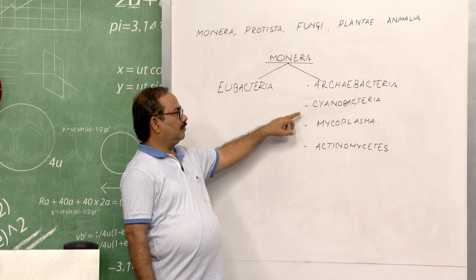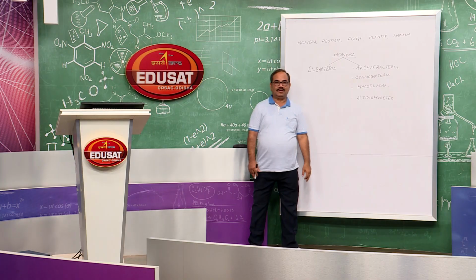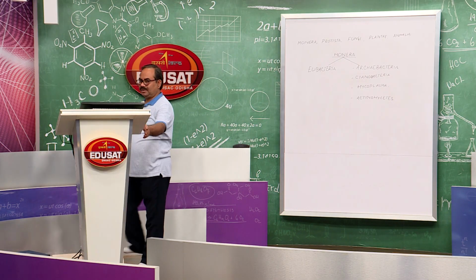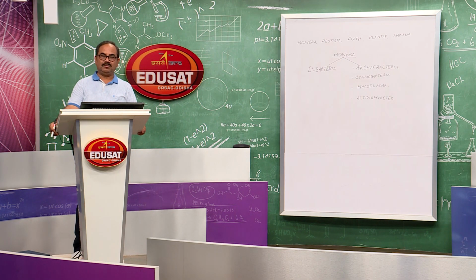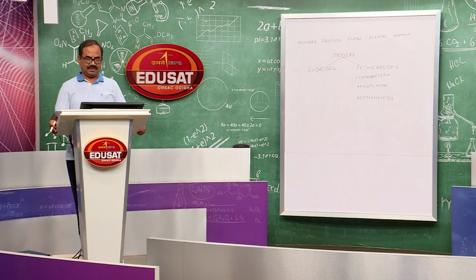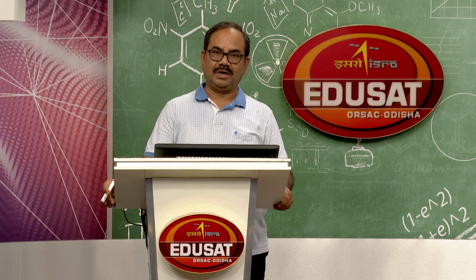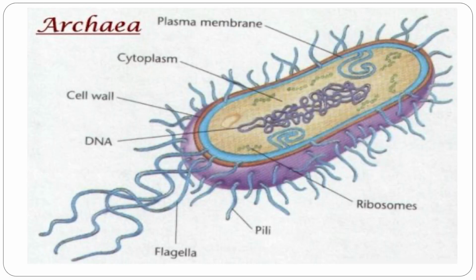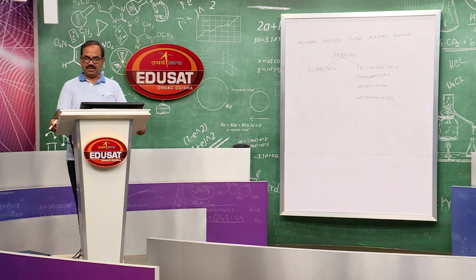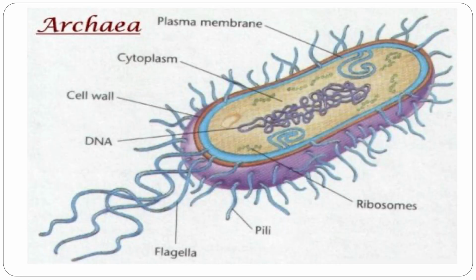Archaebacteria, Cyanobacteria, Mycoplasma and Actinomycetes all have the same characteristics of a prokaryote, and non-membranous organelles are absent. They do not have any membranous organelle. Their nucleus does not have chromatin material, rather it is represented just by DNA. We can understand from this diagram about the Archaebacteria, which are very primitive in nature and very small in size. They just have a plasma membrane, which encloses the cytoplasm. Above the plasma membrane we have the cell wall, and inside the cytoplasm we have the DNA.